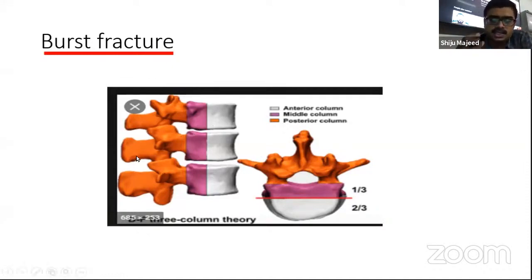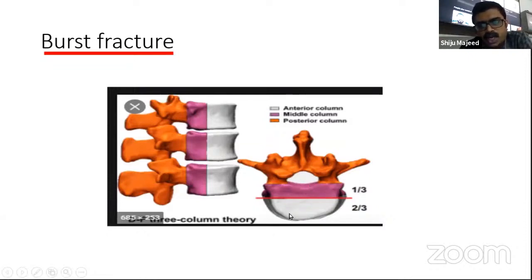Now, a surgeon named Dennis divided this vertebra into 3 columns, and he made this study based upon the weight bearing capacity of each of these columns. So he divided the vertebral body into an anterior 2/3 part, which is known as the anterior column, then a middle part that is just anterior to the spinal canal. Here is the spinal canal, and this is the middle column.